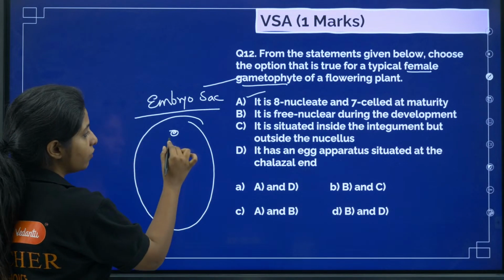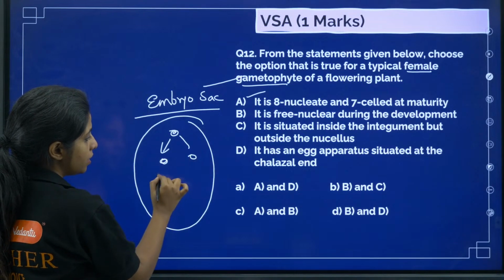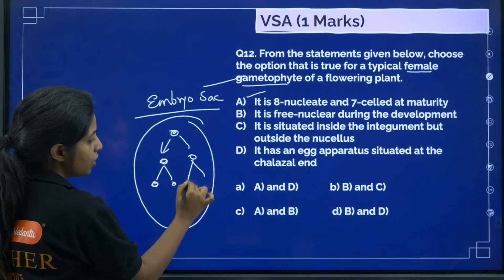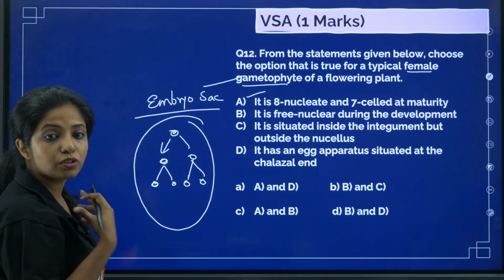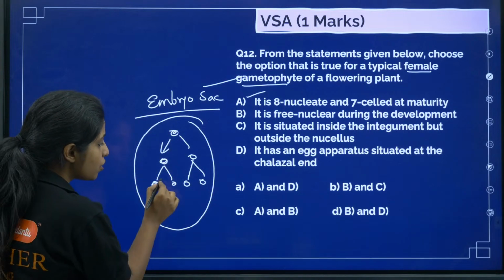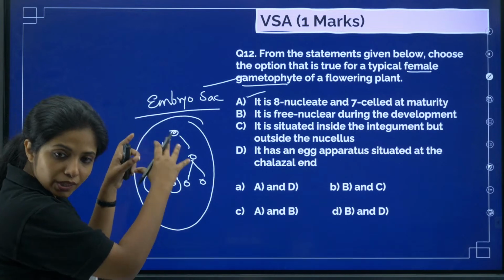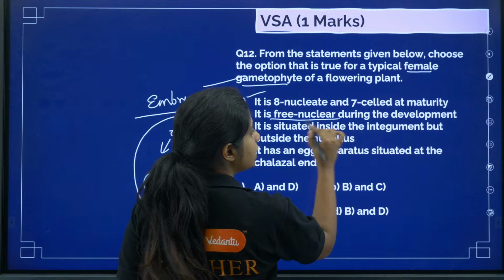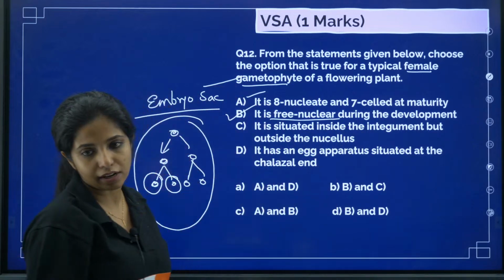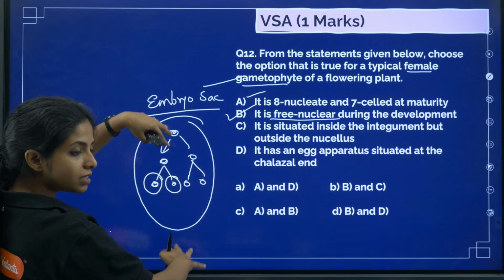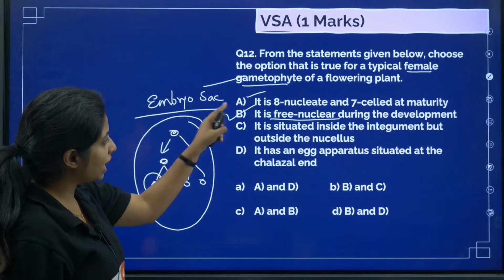This nucleus divided itself into 2. Then the nucleus again divided itself into 2. So at this point of time, this condition is known as free nuclear condition, where it is not covered by a membrane, it is not forming a cell. So during the development, it is in the free nuclear condition, and that is also correct, my dear children. Later, they form cells and they get separated into different zones. So A and B is correct.